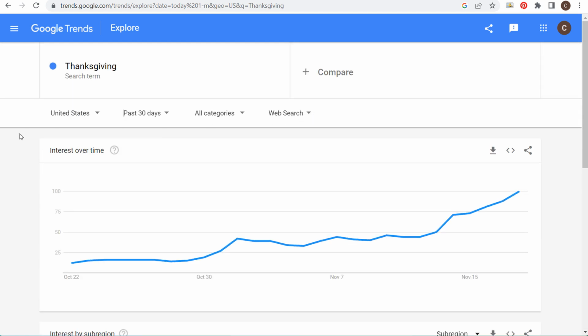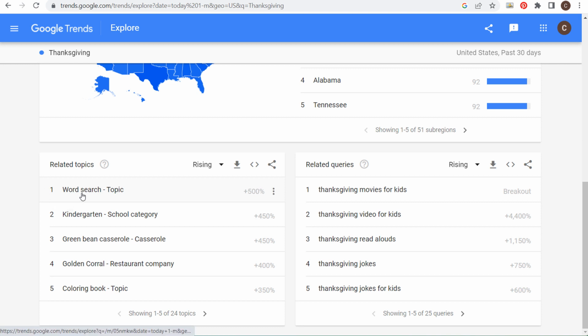So coming over web search, related topics: word search, kindergarten, green bean casserole, Golden Corral, coloring book. I can tell you by looking at all of these that there's people that are actively researching Thanksgiving word searches. There are people looking up Thanksgiving school lessons, Thanksgiving recipes, specifically a green bean casserole, places to eat Thanksgiving, and then coloring book, again, probably similar to word search or the kindergarten, looking for some type of Thanksgiving activities.